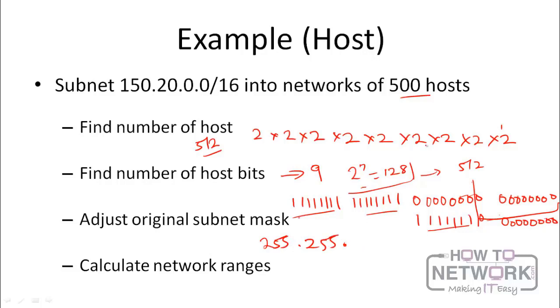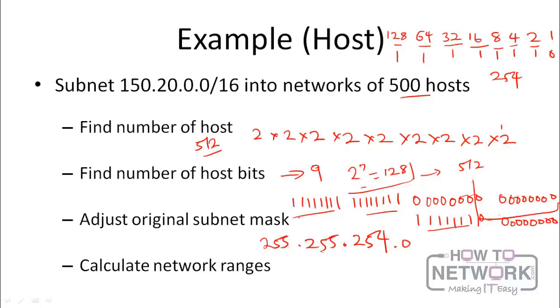So we have 255.255. When we have 7 ones, let's use our placeholders, which are 128, 64, 32, 16, 8, 4, 2, 1. So we have 1, 1, 1, 1, 1, 1, 1, 0. So 128 plus 64 is 192, plus 32 is 224, plus 16 becomes 240, plus 8 becomes 248, plus 4 becomes 252, plus 2 becomes 254. So it's going to be 255.255.254.0. So that's our new subnet mask.